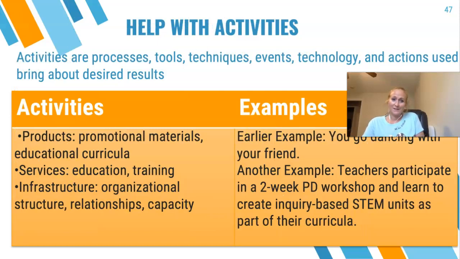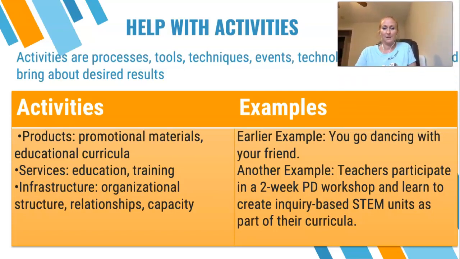So when you're thinking through activities, these are processes, tools, experiences, techniques, events, technology, but things that are active, right? Actions that are used to bring about desired results. So these can be things like products, making promotional materials or producing things, building educational curricula, services like education and training, or providing infrastructure like organizational structures, capacity, relationships, vouchers, stipends, subsidies. So that can be part of the activities, is awarding out those kinds of resources.